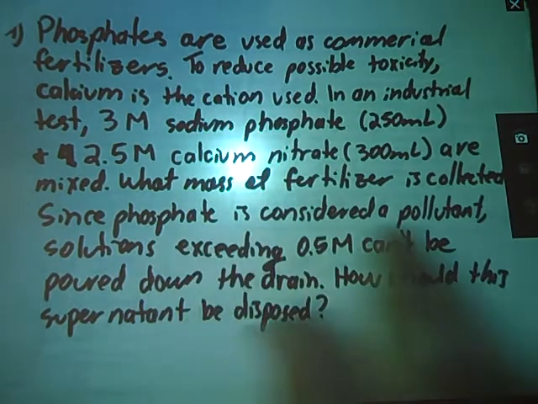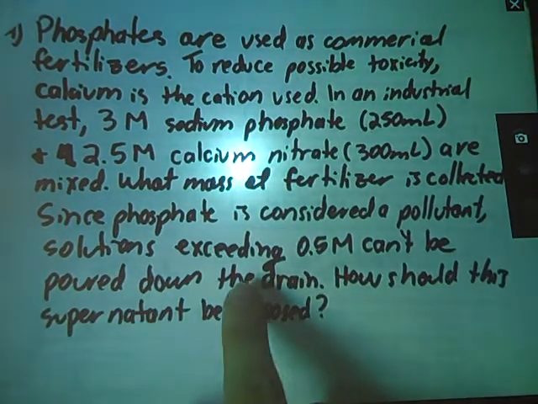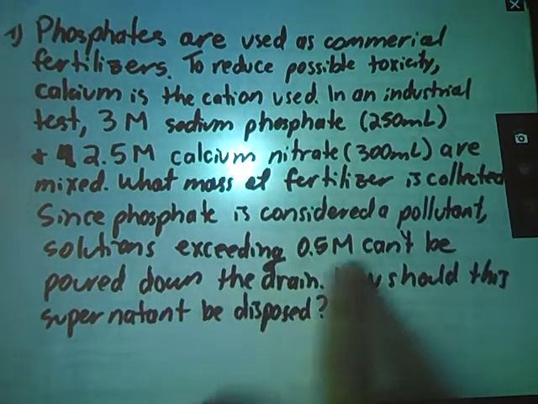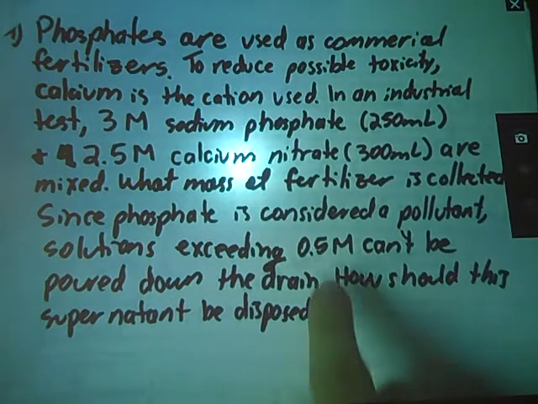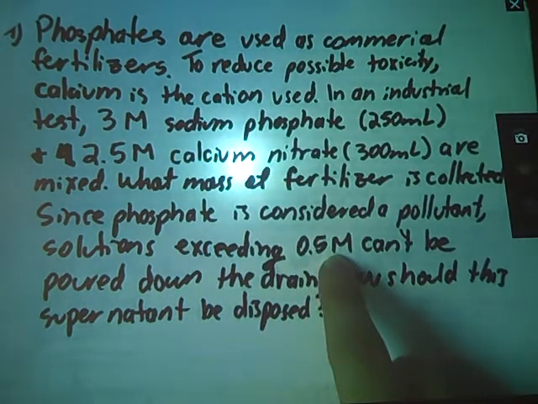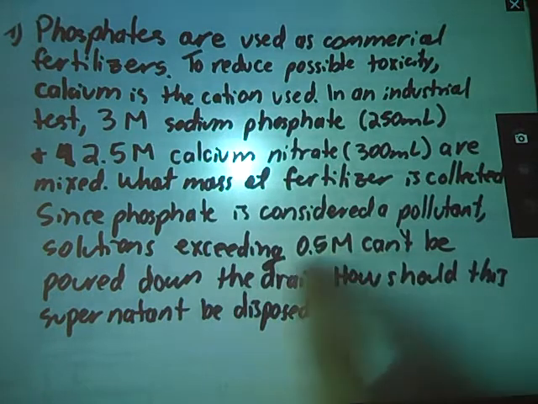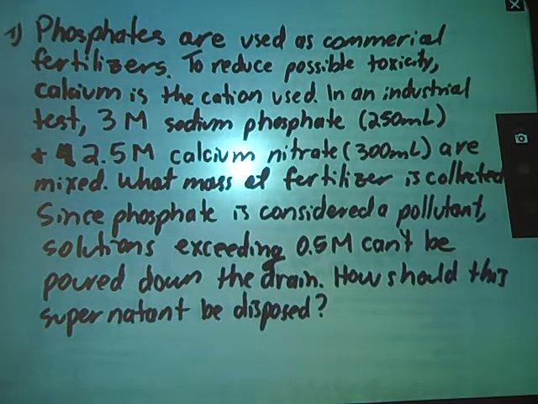Since phosphate is considered a pollutant, solutions exceeding 0.5 molar can't be poured down the drain. How should the supernatant be disposed? So that again sounds like a solution stoich kind of calculation. I need to know whether or not there is that capping amount of phosphate in my solution. If there's less than this, I can pour it down the drain. If there's more than that, I can't.